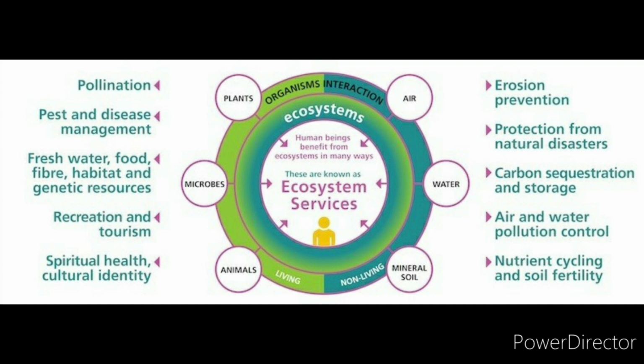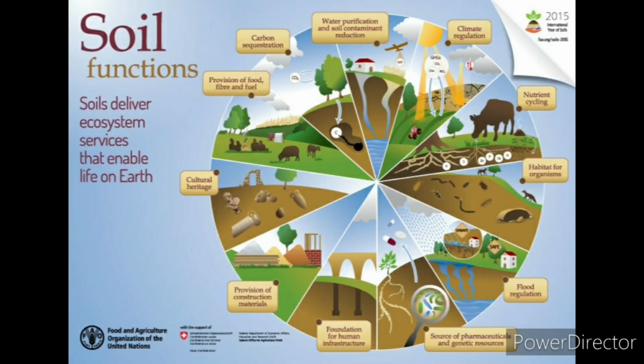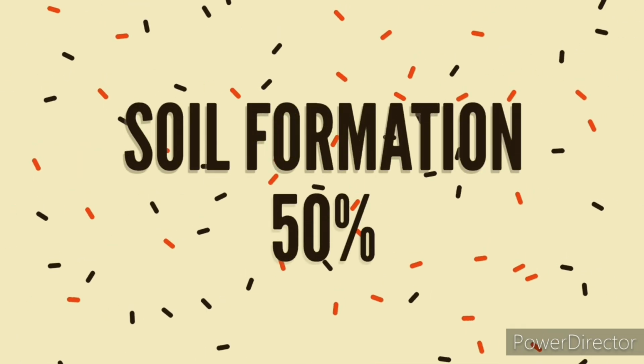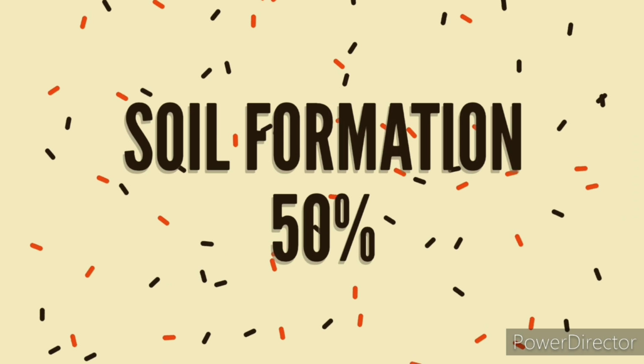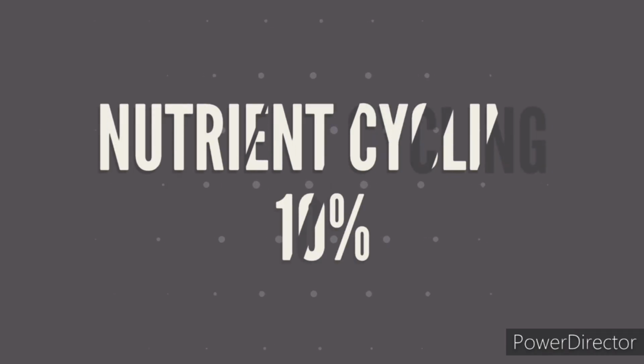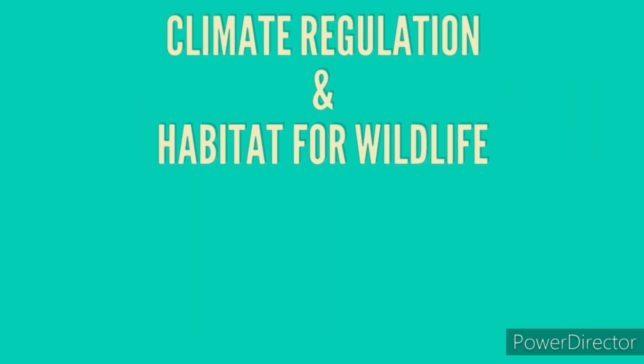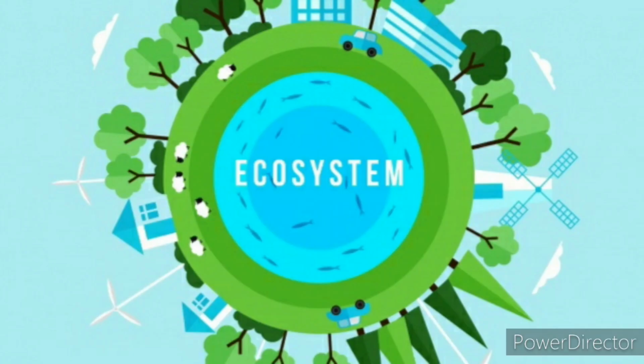The average price tag of these ecosystem services is estimated at twice the value of the global gross national product. Out of the total cost of various ecosystem services, soil formation accounts for about 50%, recreation about 10%, nutrient cycling about 10%. The cost of climate regulation and habitat for wildlife are about 6% each.